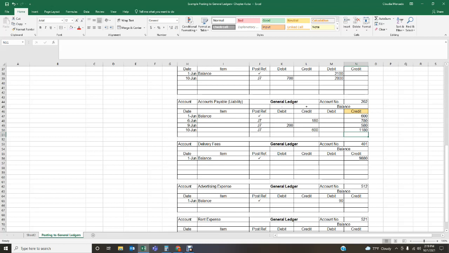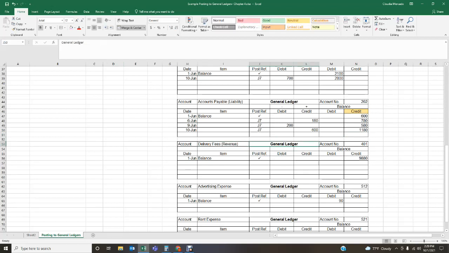So just be careful when you're dealing. You need to know the normal balances of each account. Accounts payable is a liability. We owe money. So therefore, when you are increasing it, you're going to credit it. When you are decreasing it, you're going to debit it. Now, delivery fees. That is a revenue account.